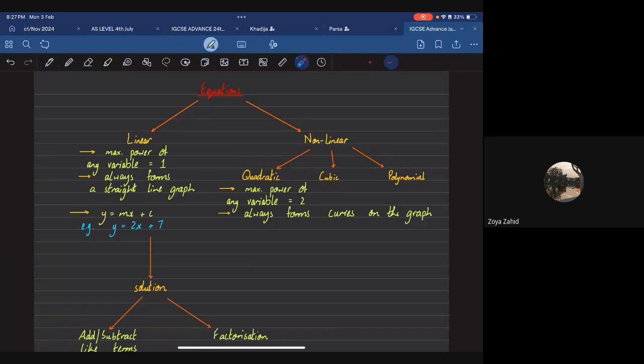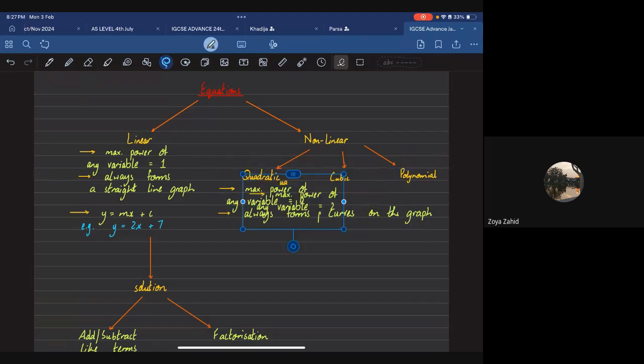Although in your syllabus, we're going to be concerned with cubic and quadratic the most. Polynomials aren't going to be discussed entirely. All right, but questions can come. We'll discuss those questions as well.